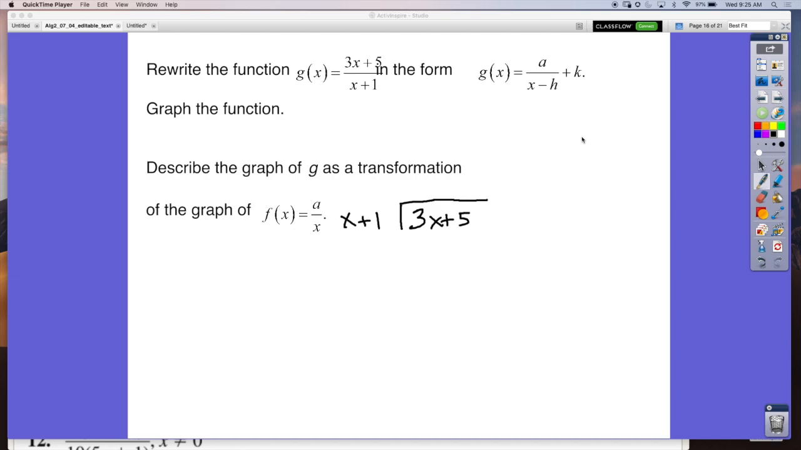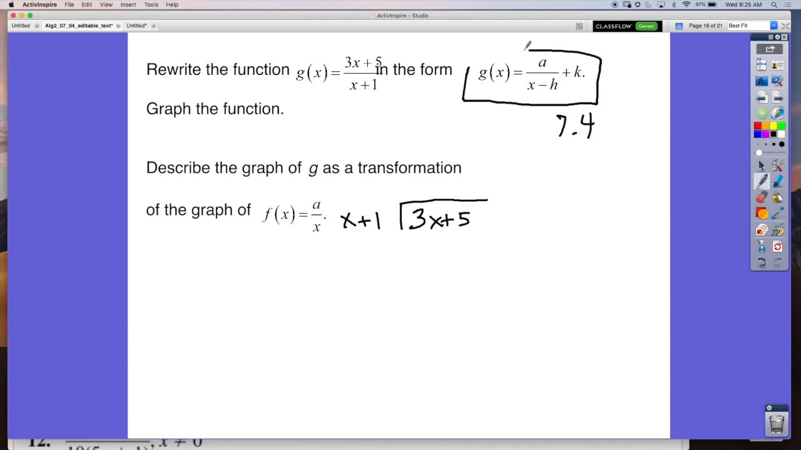We're still on section 7.4. We're going to continue it today. And we are going to rewrite this function so it's in this form. It's a review. We've done it before. So let's do it with long division.